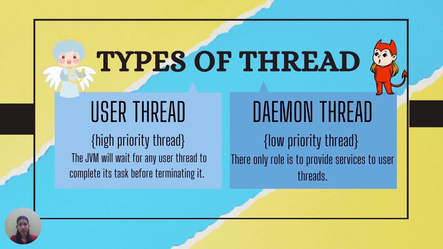Coming to the next topic, in Java, we have mostly 2 types of thread. First is the user thread. It is also known as a high priority thread. Second one is the Daemon thread. It is also known as a low priority thread.